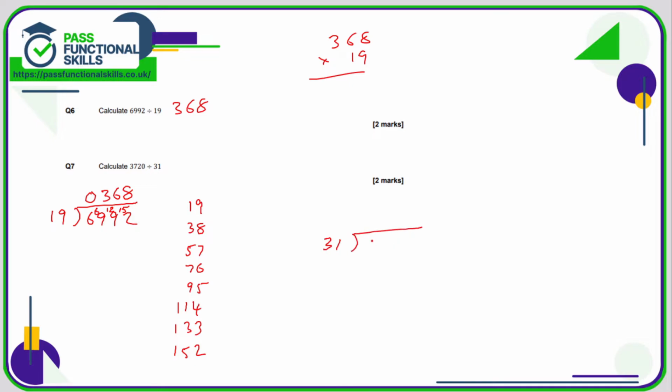Okay, next one, 31. How many 31s go into 3,720? Again, we can't simplify this one because 31 is a prime number. 3 divided by 31 is 0, carry the 3. 37 divided by 31 is 1 with a remainder of 6. 62 divided by 31 is exactly 2. 0 divided by 31 is 0, so the answer is 120. That one wasn't so bad in the end.